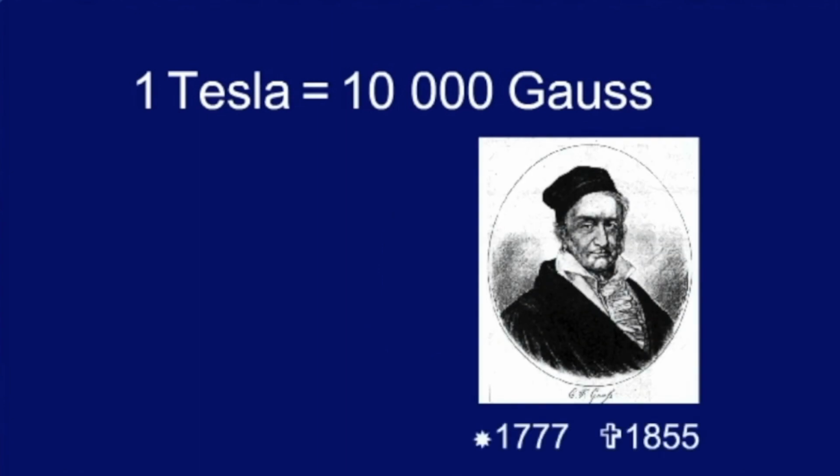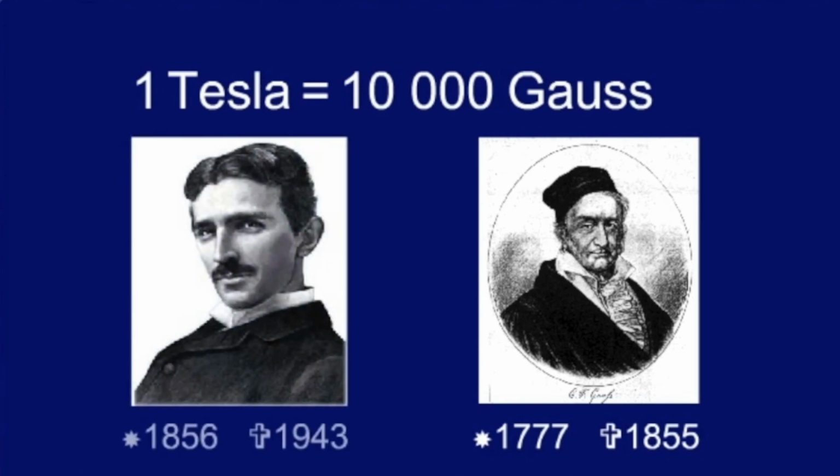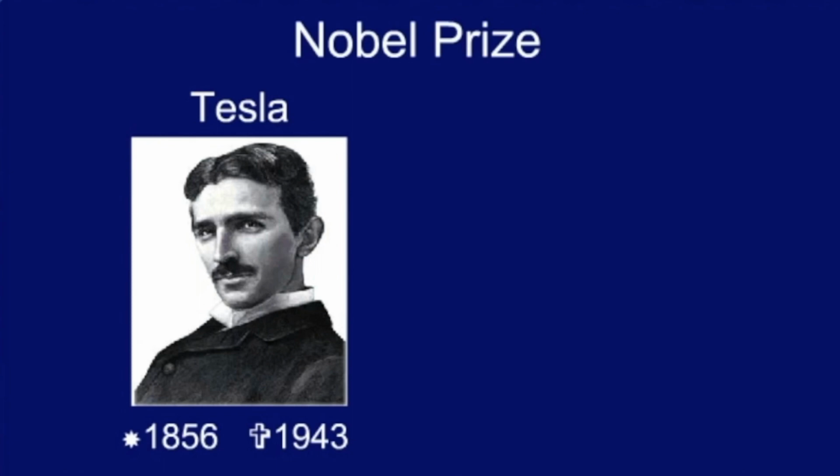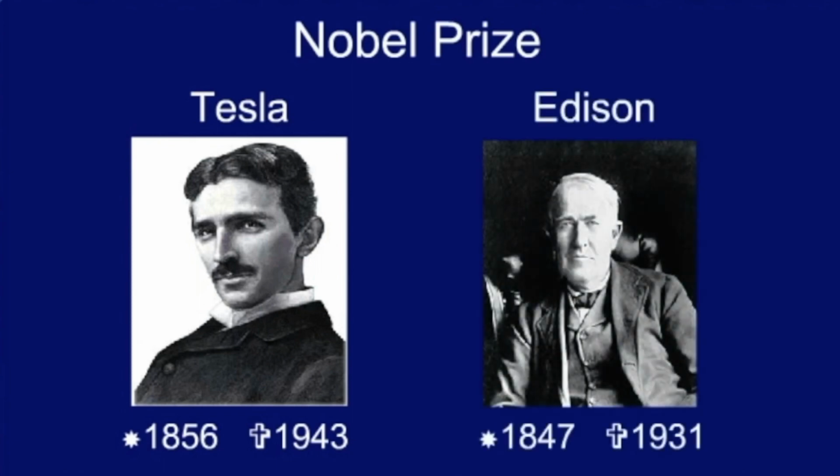Gauss was a German mathematician who was the first to measure the geomagnetic field of the Earth. Tesla is considered to be the father of the alternating current. He was a peculiar fellow, having refused to share the Nobel Prize with the inventor Thomas Edison in the early 1900s.